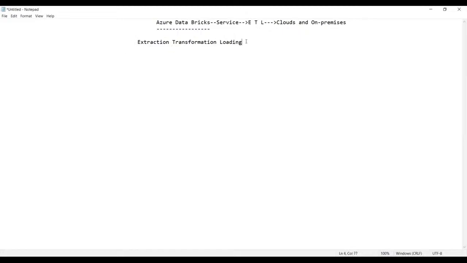Now, when it comes to extraction, transformation, and loading, this is a process. This is a process of data summarization.